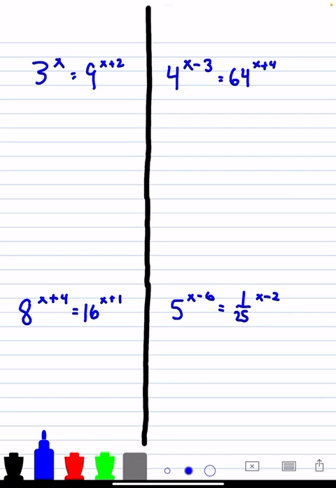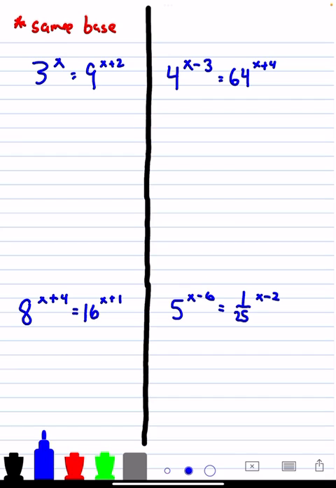Now the first thing we want to look at, and I'm going to put this in red, our goal is to obtain the same base. Will we always be able to obtain the same base? No. But this is where we're going to start out, and we'll talk about that later. But our first goal is to see, can we obtain the same base?